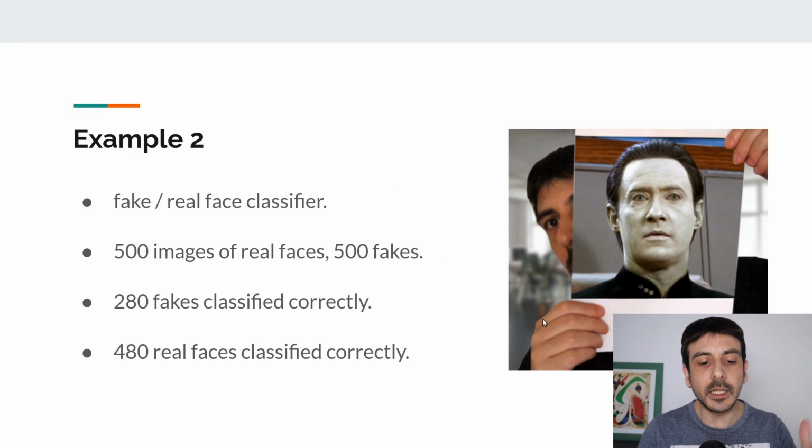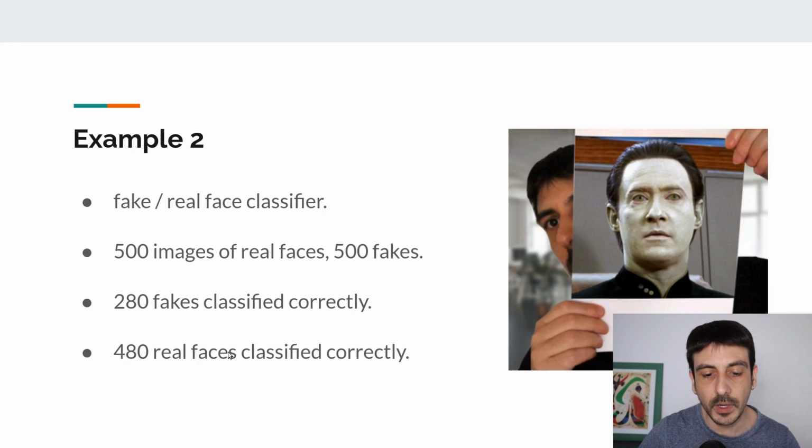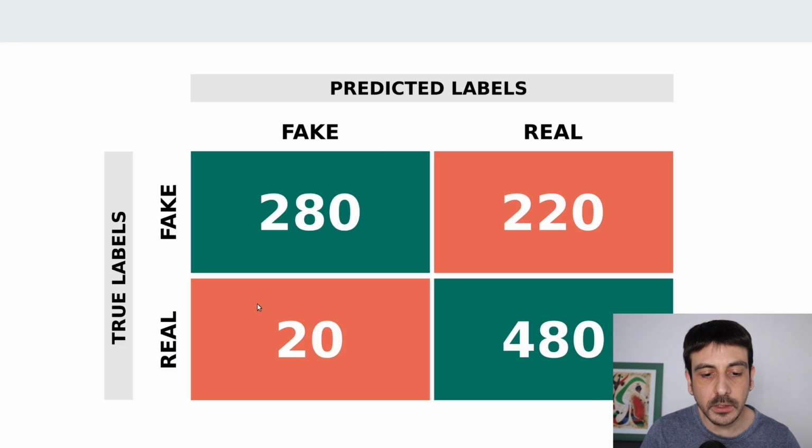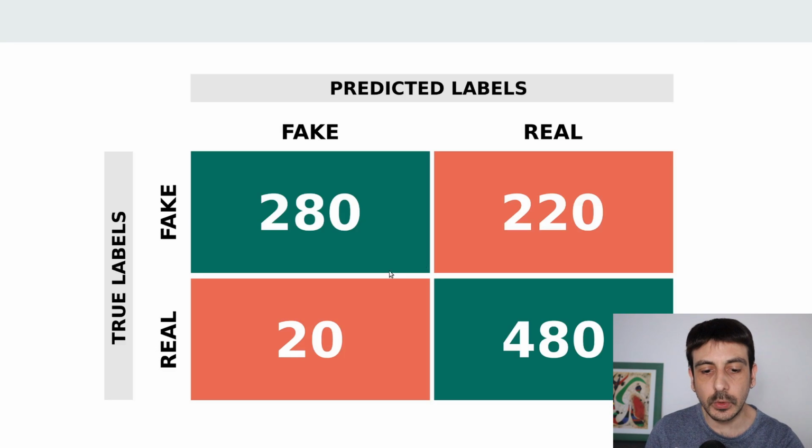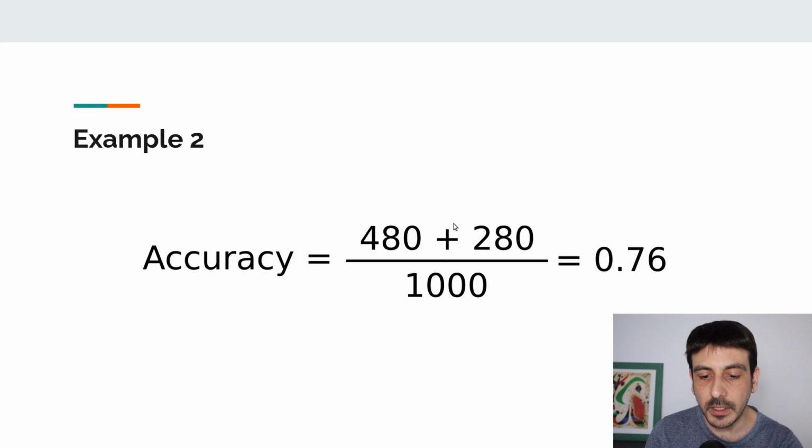A real face. And we are going to test this classifier, and we have 500 images of real faces and 500 fakes. And we get these values: 280 fakes were classified correctly and 480 real faces were classified correctly. If we plot the confusion matrix, we will have something like this: 280 fakes were classified as fakes and 480 real images were classified as real. Let's continue. For the accuracy, we will need to sum all the elements in the diagonal: 280 plus 480 divided by 1000, and this is 0.76.